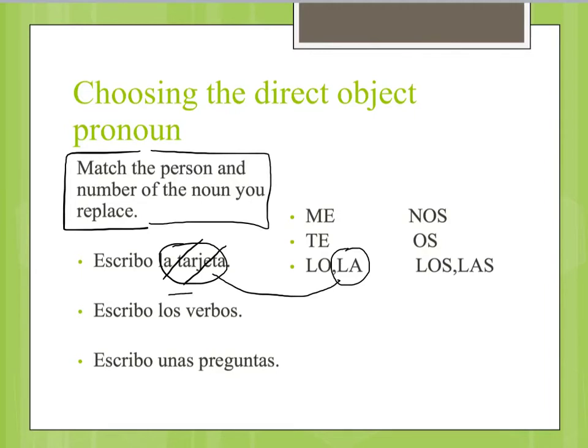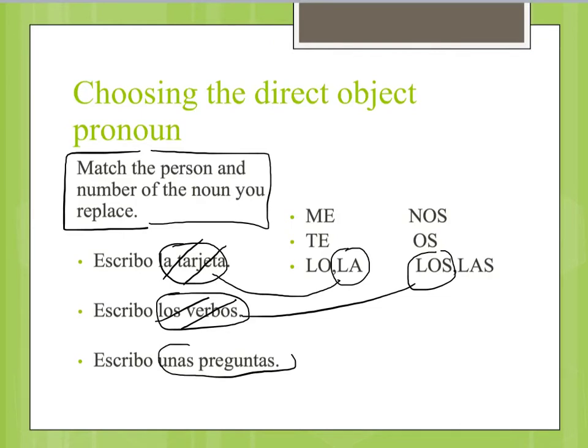In the example, escribo los verbos. Los verbos, direct object, masculine, plural. I would use los, replace los verbos with the pronoun los. And then in a minute, we'll talk about where that would belong in my sentence. If I'm replacing something like unas preguntas, escribo unas preguntas, I would use the feminine plural choice because las preguntas is feminine and plural. So this is the pronoun that I would use to replace the noun.